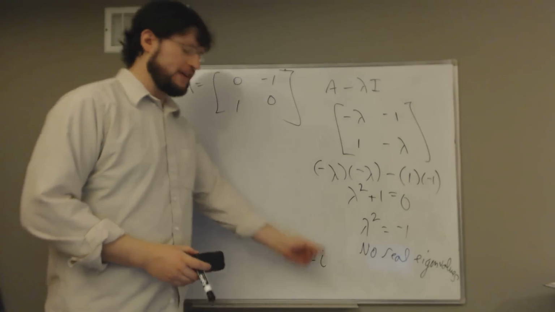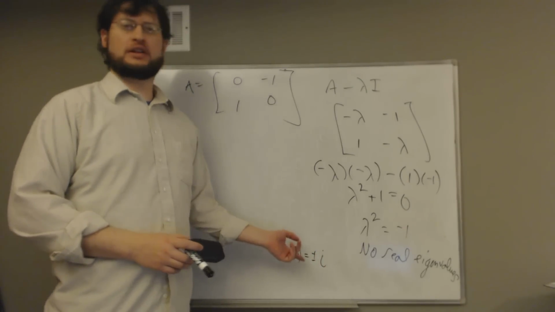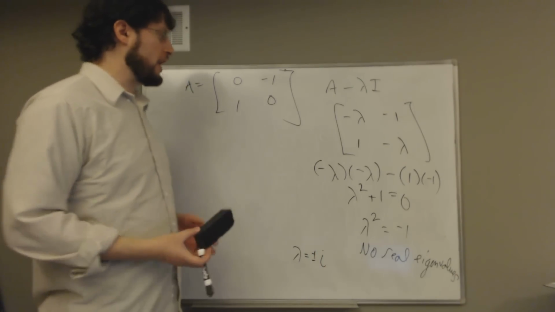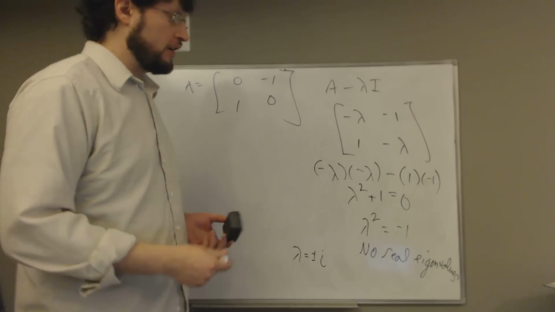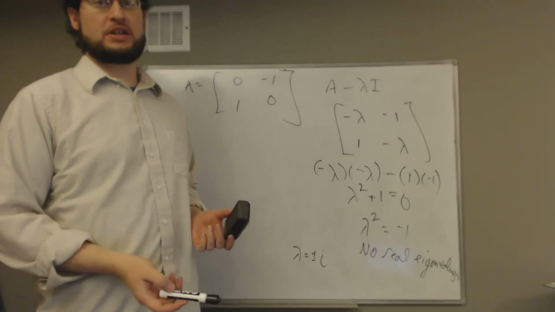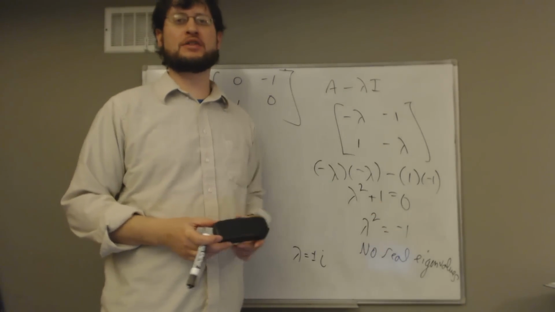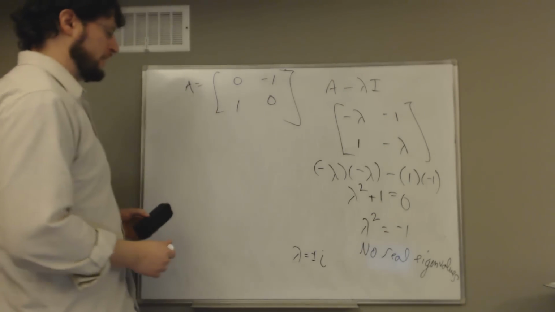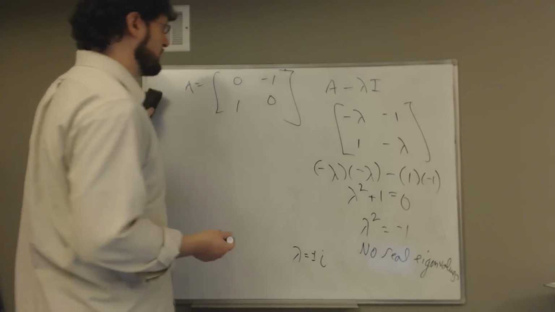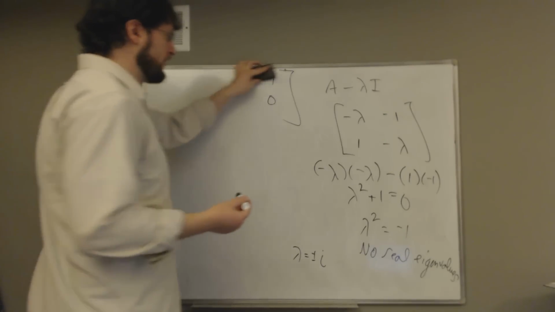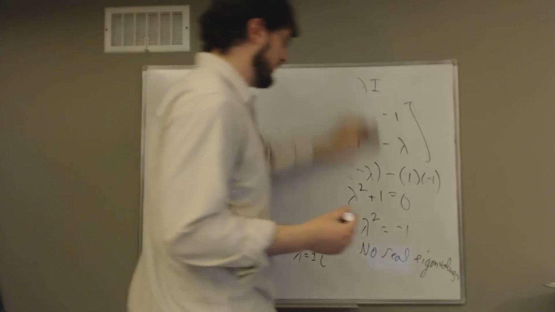And so after finding our eigenvalues, in this case they're imaginary, we can still ask for eigenvectors. And our eigenvectors are also going to be complex vectors with complex entries as well in this case. And so let's go through that process. Let's find an eigenvector corresponding to each of these eigenvalues.